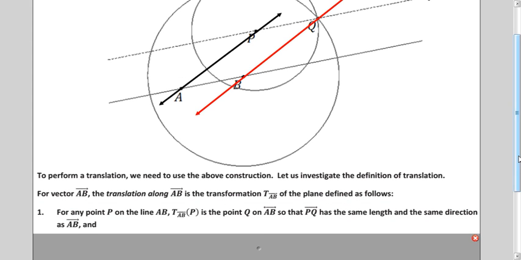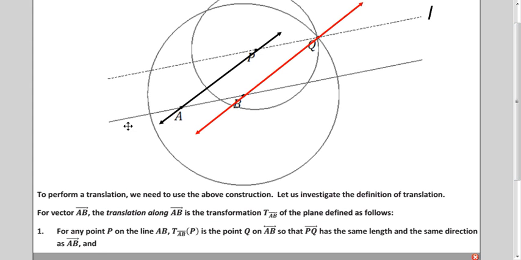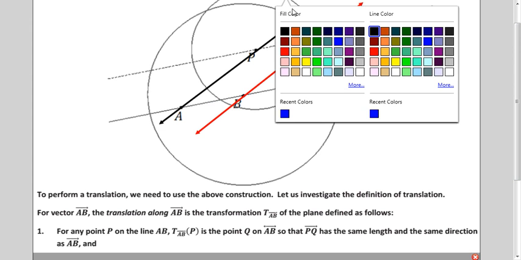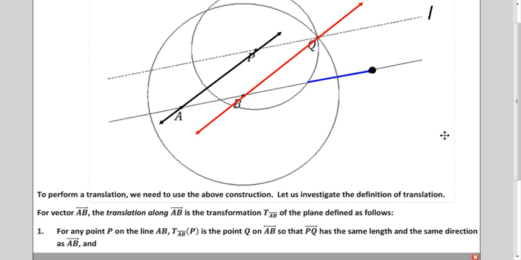Any point that is on the line that the vector is in is going to just get moved. So for example, here's our vector, starts at A and goes to B. And say I wanted to translate this point. All I would do is just pick this point at the end of that vector. So just move it that same distance. Now that's not that interesting. Let's look at the second part. What about points that aren't on that same line?